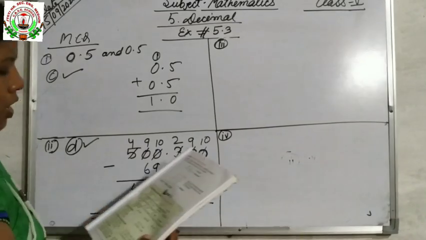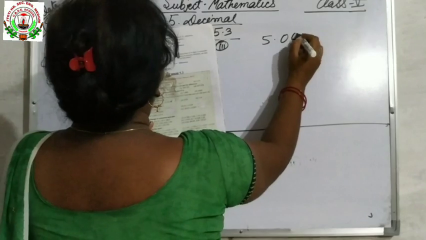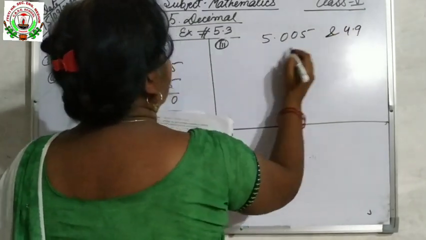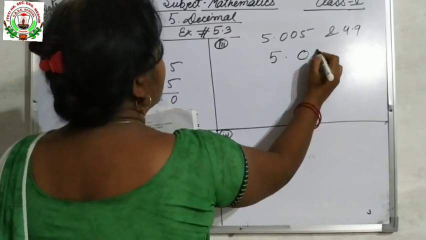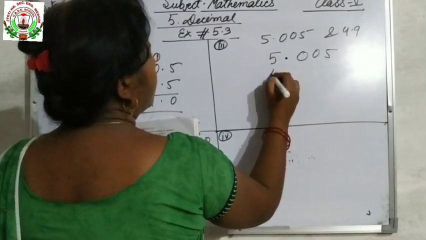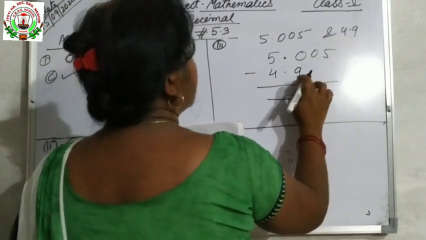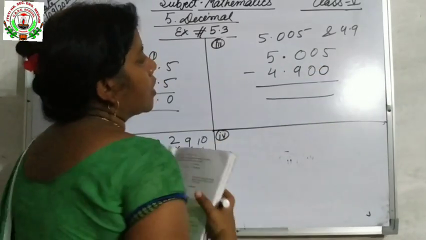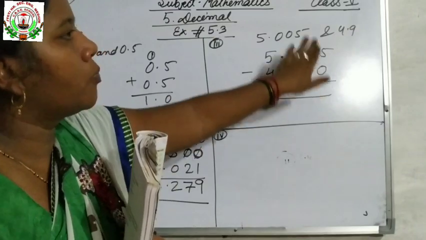Now in question number 3, the difference between 5.005 and 4.9. Difference we have to find out. So we will subtract. First we will write the greater number. Which is greater? 5.005 is greater. Now the next number is 4.9. Again you will see here 3 digits, here only 1 digit. So we will put 0 here. Understood? When you write the numbers, the decimal points should be in the same line.